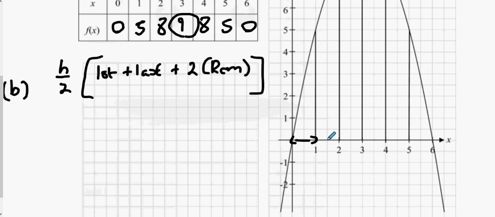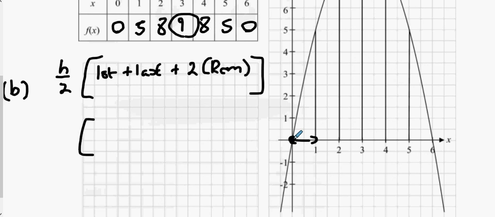12. On page 12, on your notes, if you want to write down H over 2, first plus last, 2 times remainder, you're more than welcome. You can do that now if you want. Alright? But that's translating what it says underneath into something that you'd actually know how to use. Okay? Now what's the first one? The first height? 0.